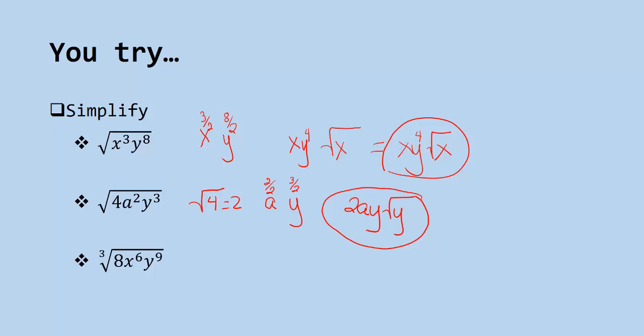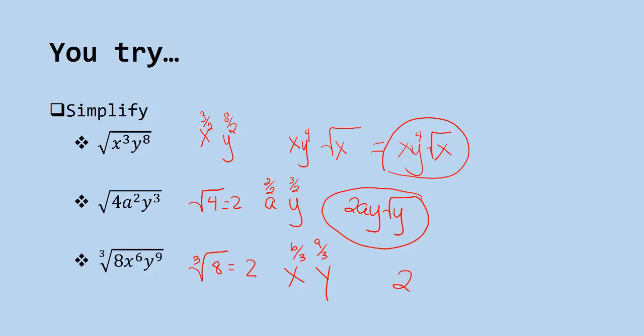The last problem is a cube root. Again, in this case, the cube root of 8, it's a perfect cube, so that's going to get me a 2 on the outside. Now I'm going to recreate and take this x, put it to the power 6 over the root of 3, take the y, power of 9 over the root of 3.